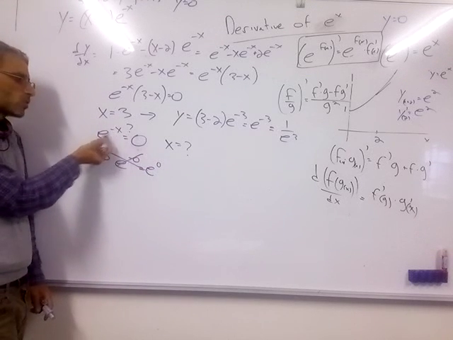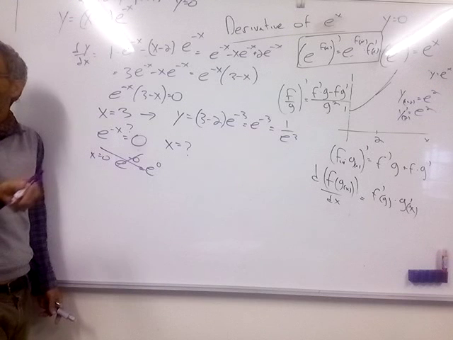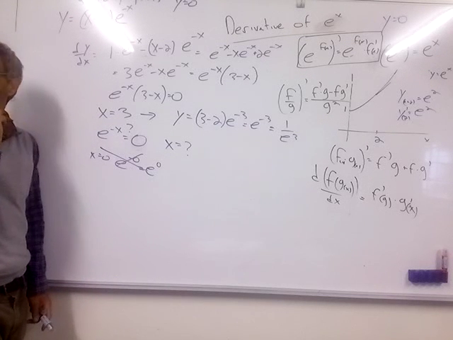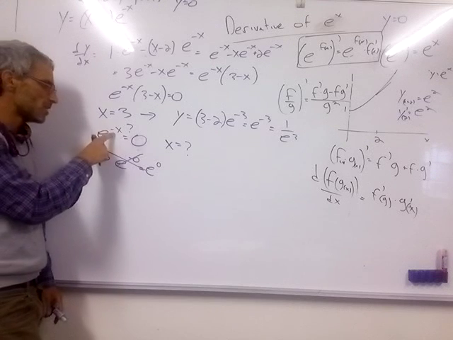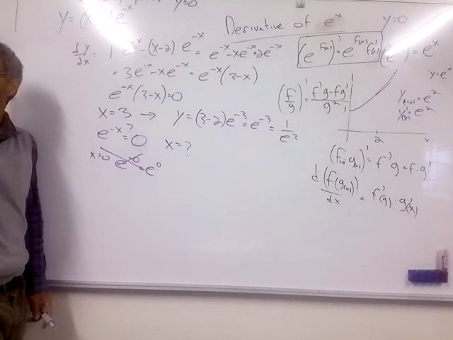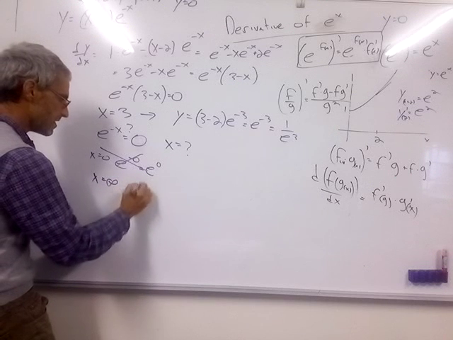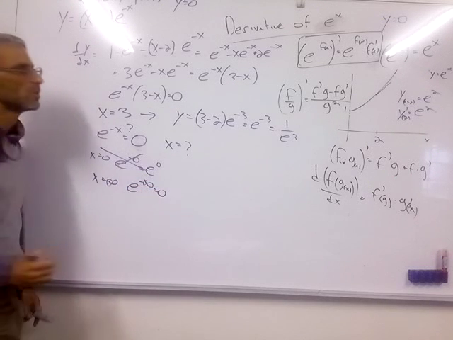It's not going to be 1 as well, because e to the power minus 1 is 1 over e. It's not. What does x actually have to be for this whole thing to be 0? Infinity, right. If x is infinity, e to the minus infinity is 0.